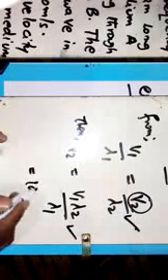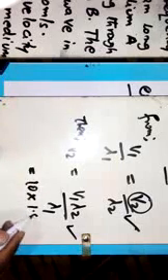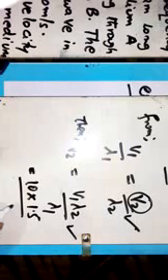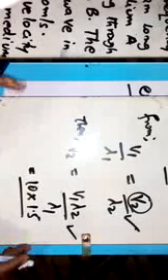What is V1? 10. What is lambda 2? 1.5. You divide by lambda 1. Lambda 1 is 2 meters. What is the answer? The velocity in medium B, which we assume to be V2, is 7.5 meters per second. This is how you can calculate velocity V2.